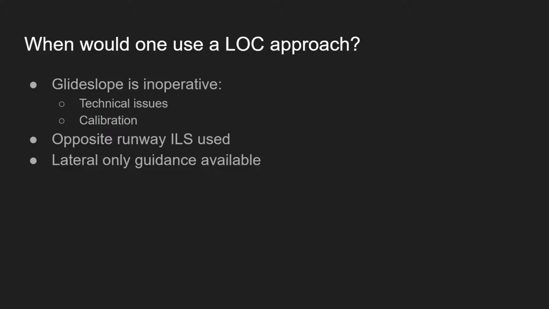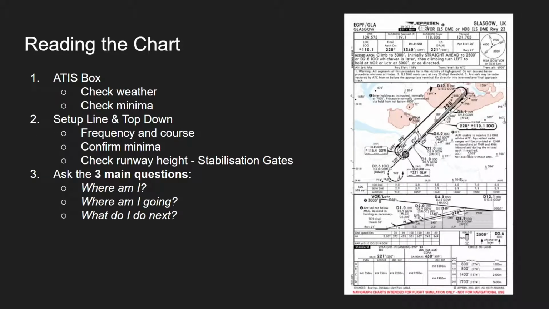All right. Reading the charts. I'm not going to cover briefings and details, but I'm just going to look at a chart here. We've got the Glasgow chart, which is what we'll be doing today, and talk about the 3 steps of reading a chart and setting up the approach. 1, we go to the ATIS box. If you look on the top of the screen, you've got that ATIS box here. So you tune the ATIS, you listen to the weather. That then forces you to come to the bottom of the chart and check the minima.